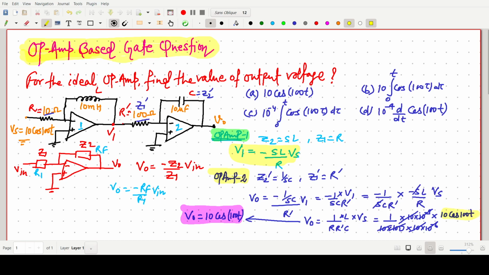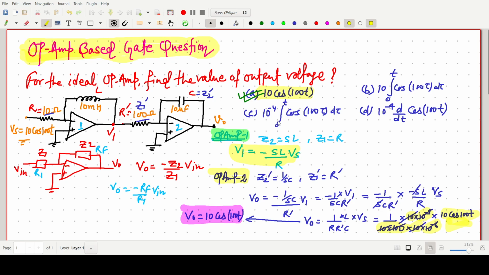The other terms will be cancelled because this one is 10 to the minus 6 and this one is 10 to the power 3. So 10 to the power 3 and 10 to the power minus 3 should cancel out, with this 10 and this 10 and this 10 also cancelling. So what should be the answer? The answer in this case will be 10 cos 100 t. So this one is a very simple example with solution.